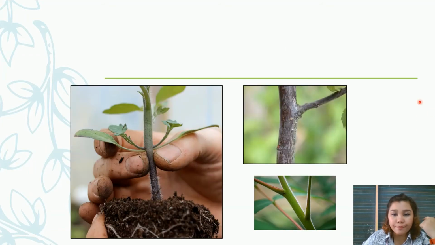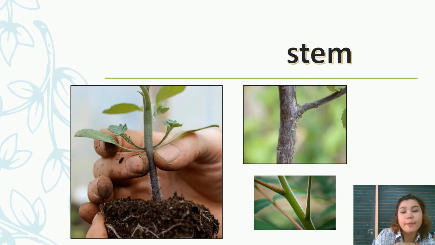Next one, next part. So, we begin with the parts from the bottom. So, ano yung sunod? So, minsan ganito, kind of woody. Minsan din is kind of dark green, or minsan din green. So, what is that plant part? It's what we call the stem.